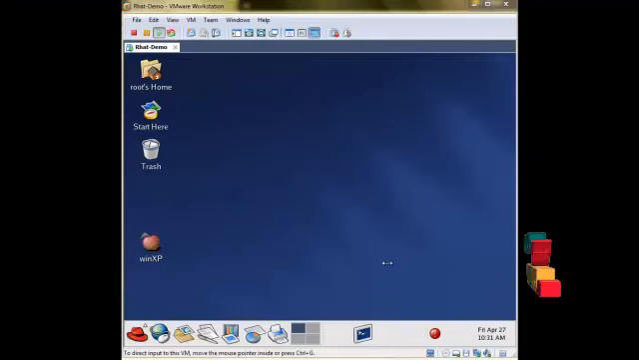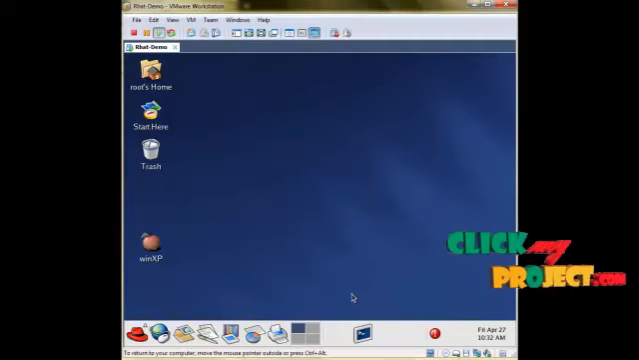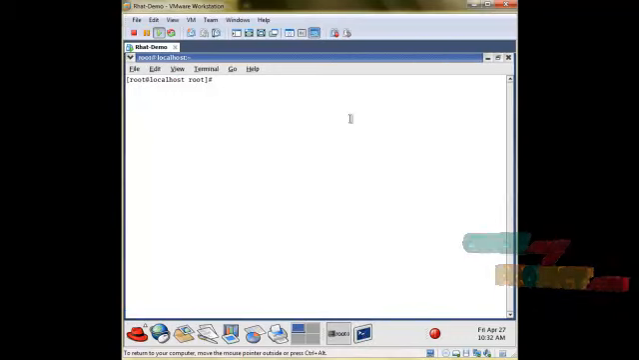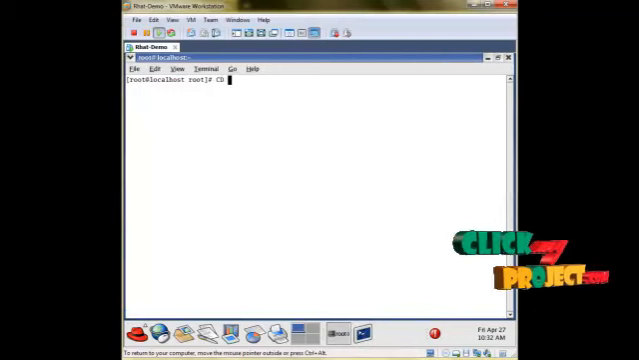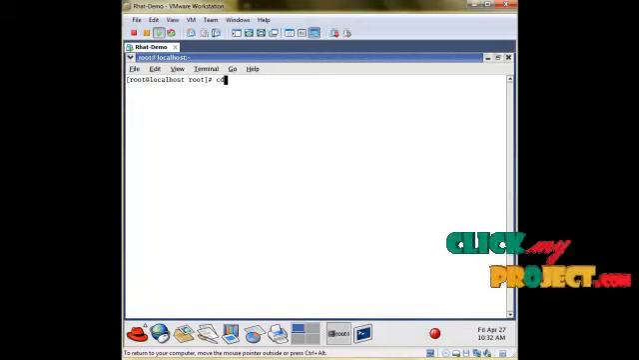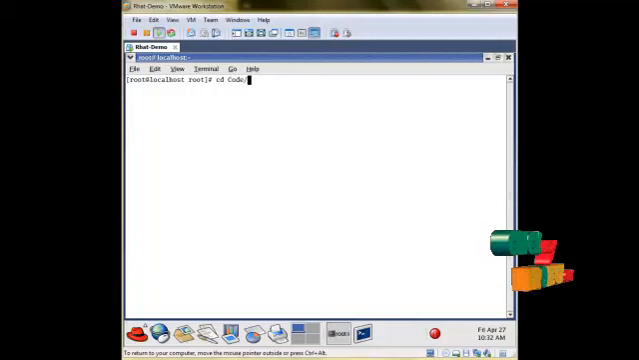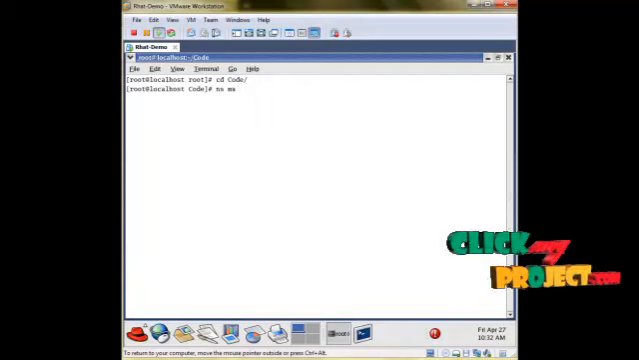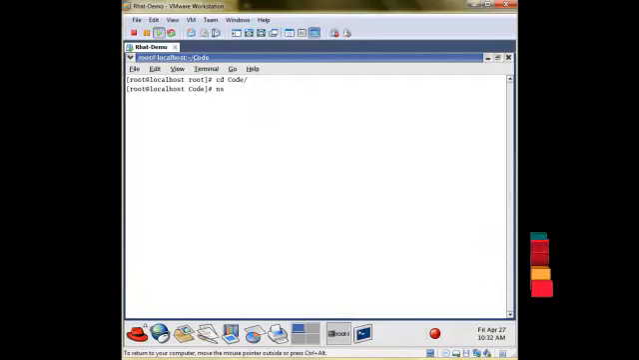Let us see the output of our project. For running our NS2 process, we have to switch on VMware Workstation. Our process is run on command prompt only. So I am going to the command prompt and changing directory to our code folder: cd space code, and this is the syntax for running our main file, which has a .tcl extension. So I am giving main.tcl.